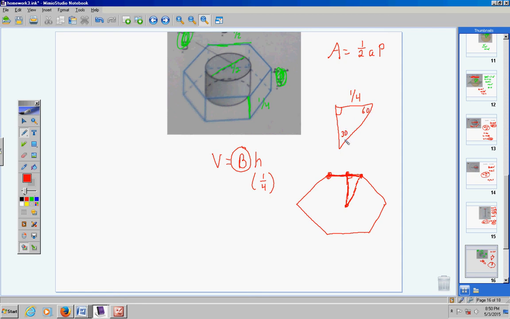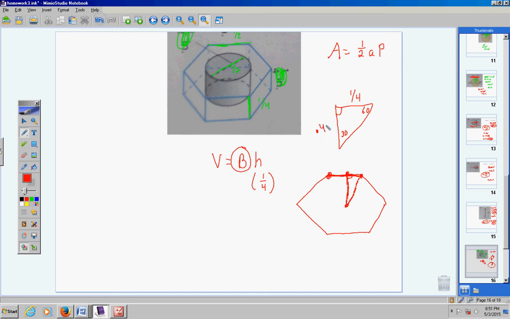So, remember, if this is 30, your shorter leg is 1/4, okay? Now, if your shorter leg is 1/4, then your apothem, your longer leg right here, is always the shorter leg times the square root of 3. I'm going to go ahead and get that in decimal form just to make it a little easier, okay? So 1/4 times the square root of 3 is 0.433.